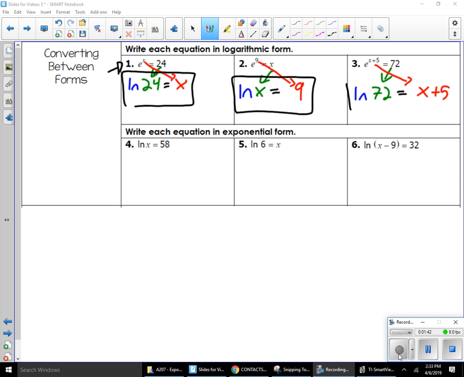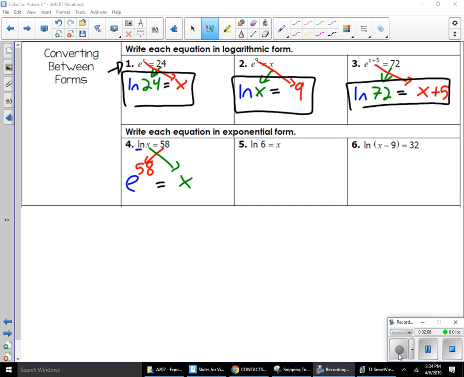The next 3 are going the other direction. Starting with the natural log, we can rewrite these in terms of e as our base. So because I have a natural log, that's a log base e, so e is my base. This 58, which used to be an output, is now an input. And x, which used to be an input, is now an output.